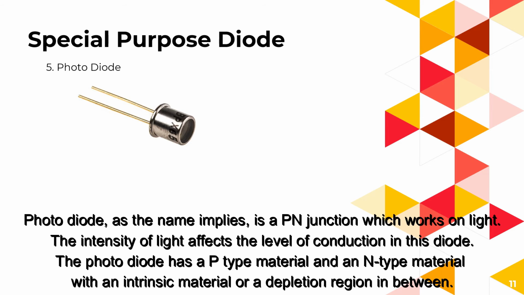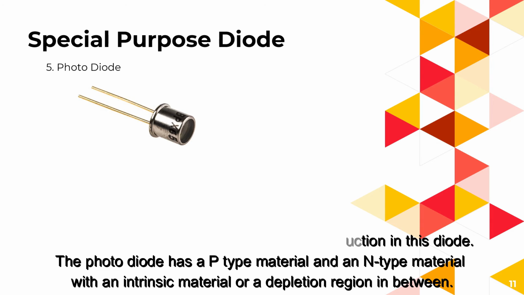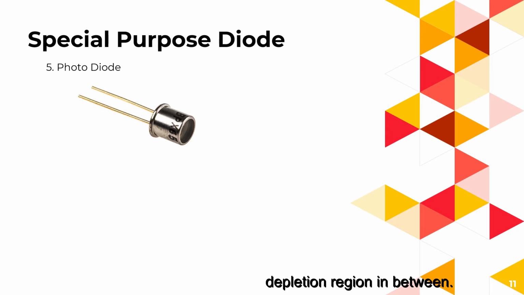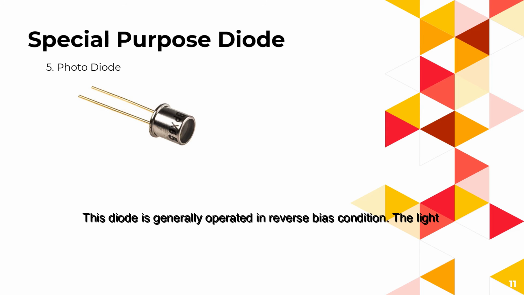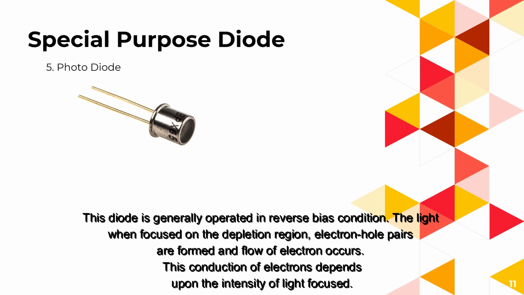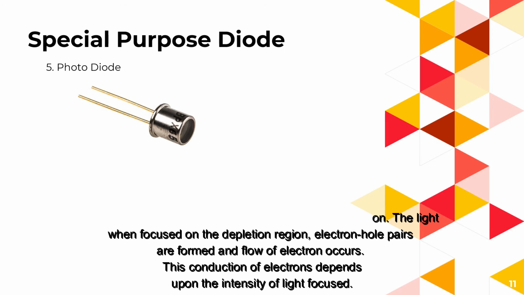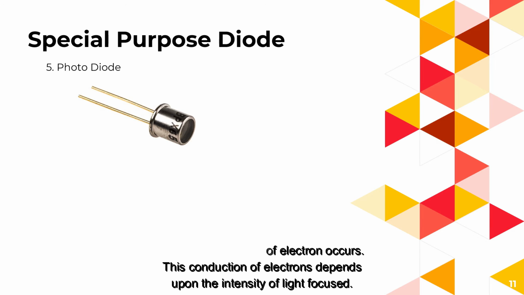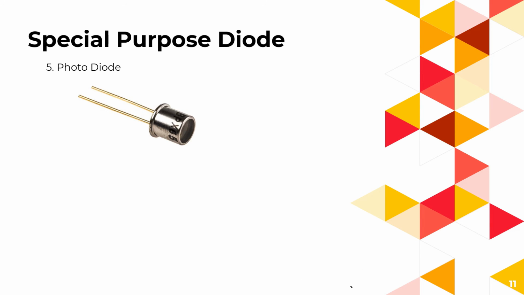The photodiode has a p-type material and an n-type material with an intrinsic material or a depletion region in between. This diode is generally operated in reverse bias condition. When light is focused on the depletion region, electron-hole pairs are formed and the flow of electrons occurs. This conduction of electrons depends upon the intensity of light focused.